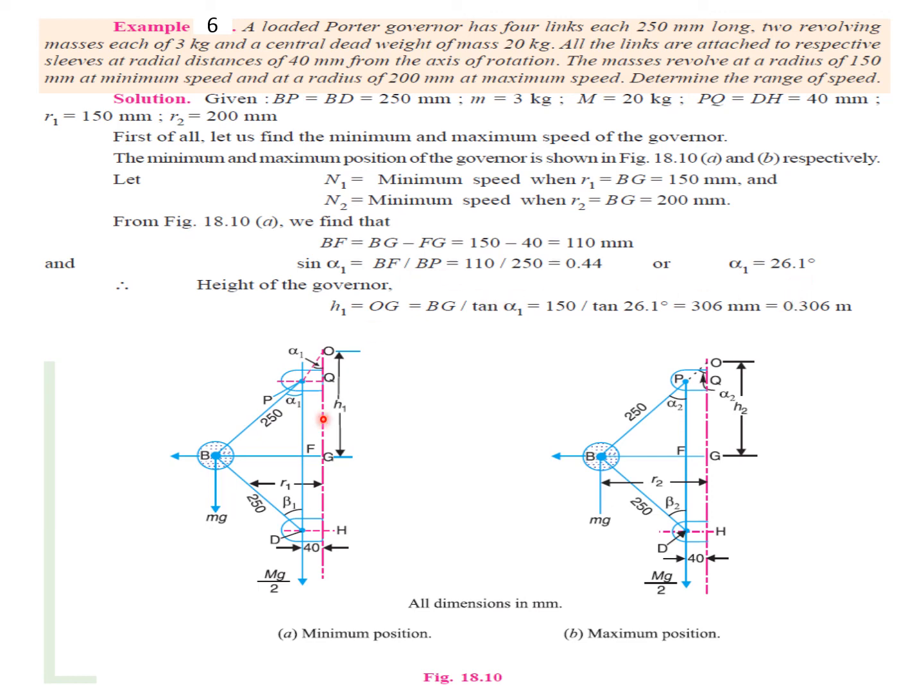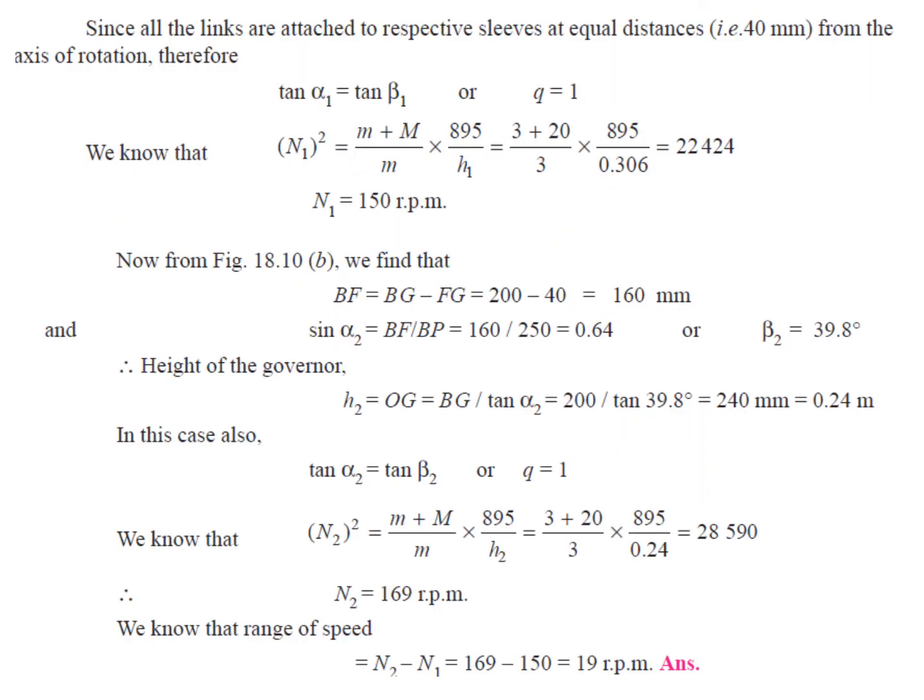Then I find the height of the governor, that is h1 equal to OG equal to BG by tan alpha 1. Here I can't use the Pythagoras theorem, so I am using trigonometric functions. OG is equal to BG by tan alpha 1, 150 divided by tan 26.1 degrees, which is 0.306 meters. Here the value of q will be equal to 1, because both upper and lower arms are of the same length and both are attached at a distance of 40 mm from the axis. So no need to worry. N1 square is equal to (m plus M) divided by m into 895 by h1. Substituting all the values, I get the value of N1 as 150 rpm.